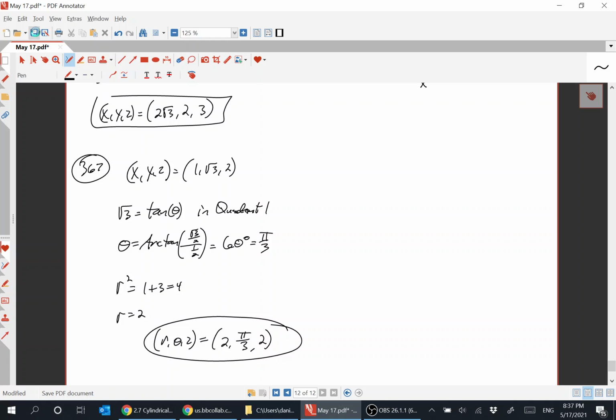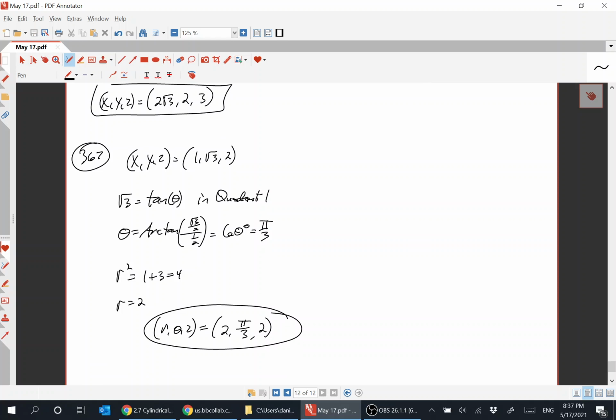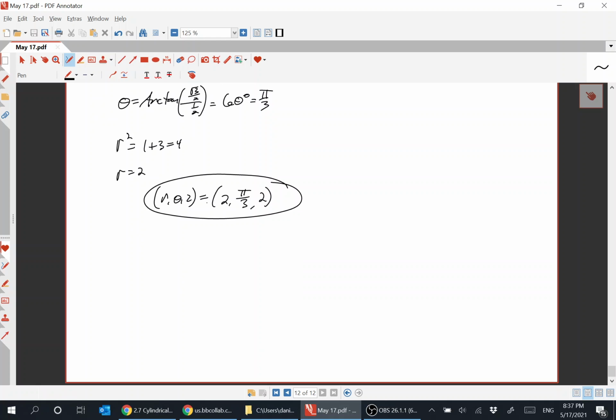Right, so the only issue here in going from xyz to r theta z is finding theta. So theta is arctangent of y over x, and then you have to figure out what quadrant you're in. If you're in quadrant 1 or quadrant 2, then you can just take the arctangent off the calculator. If not, then you have to take the arctangent and add pi to get it into quadrant 3 or quadrant 4. All right, 367.